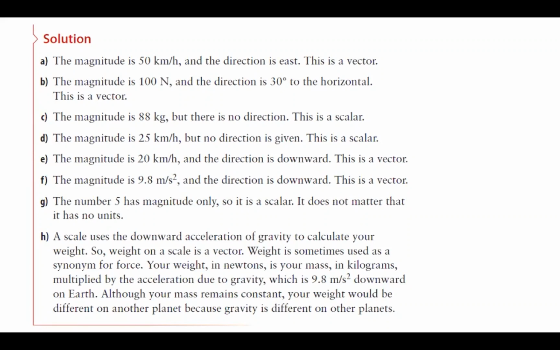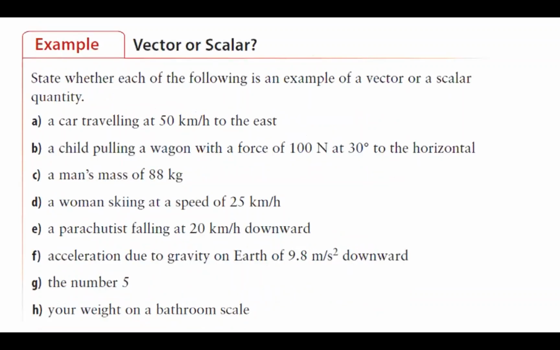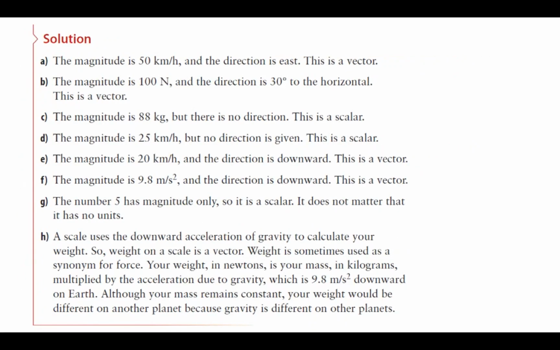In question C, the magnitude is 88 kilograms, but there is no direction. So this is a scalar. In question D, the magnitude is 25 kilometers per hour, but no direction is given. So this is a scalar. Remember, we have talked about the difference between speed and velocity, right? Usually a speed is a scalar, whereas velocity is a vector.